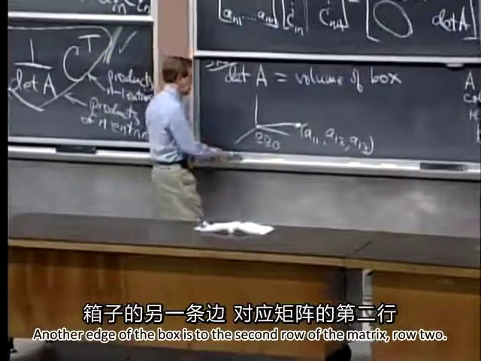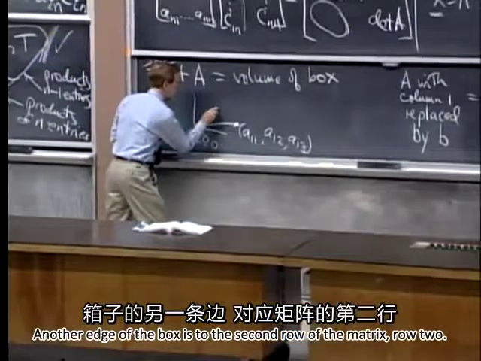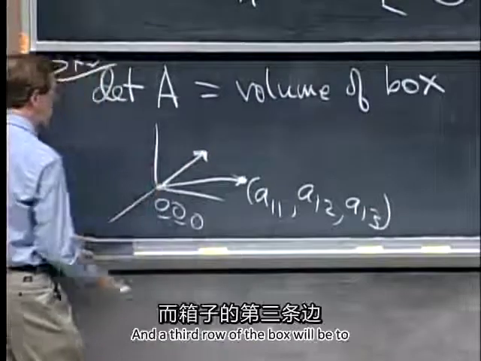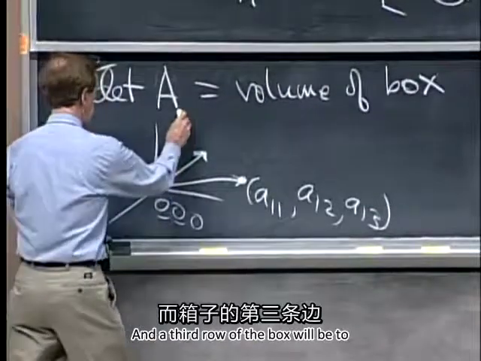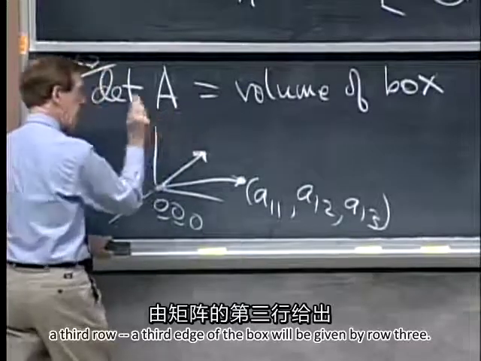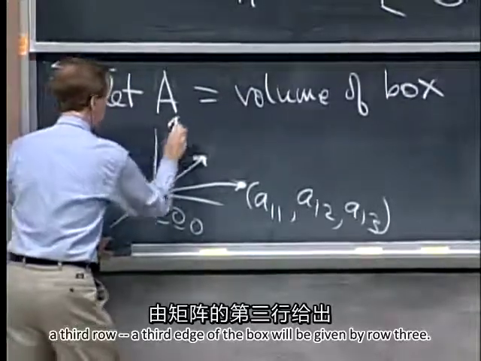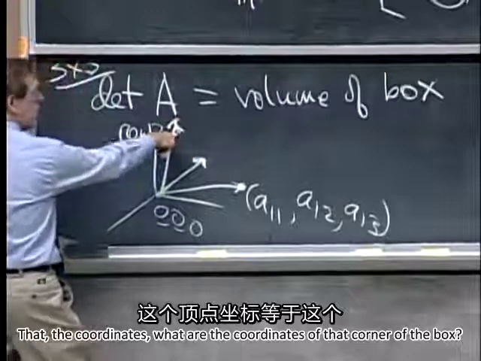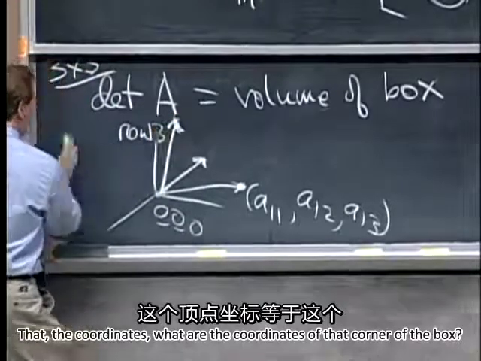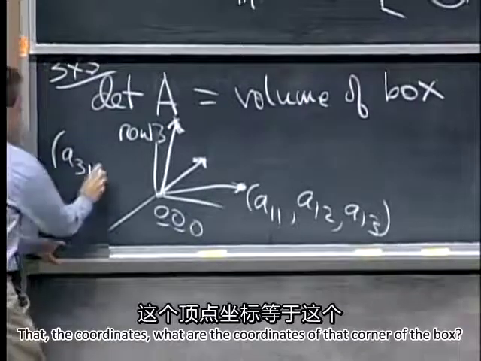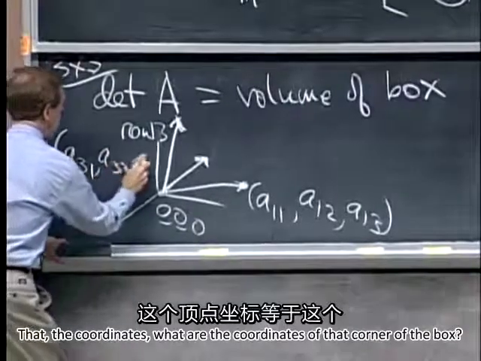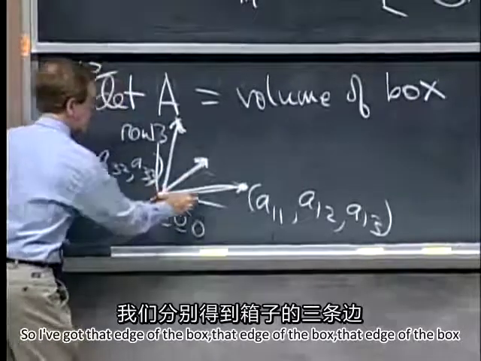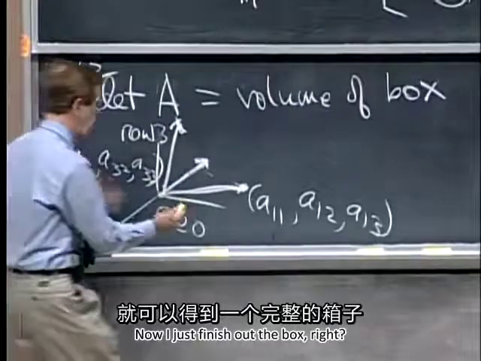Another edge of the box is given by the second row of the matrix, row 2. And a third edge of the box will be given by row 3. So there's row 3. What are the coordinates of that corner of the box? A31, A32, A33. So I've got that edge of the box, that edge of the box, that edge of the box, and that's all I need. Now I just finish out the box, right?